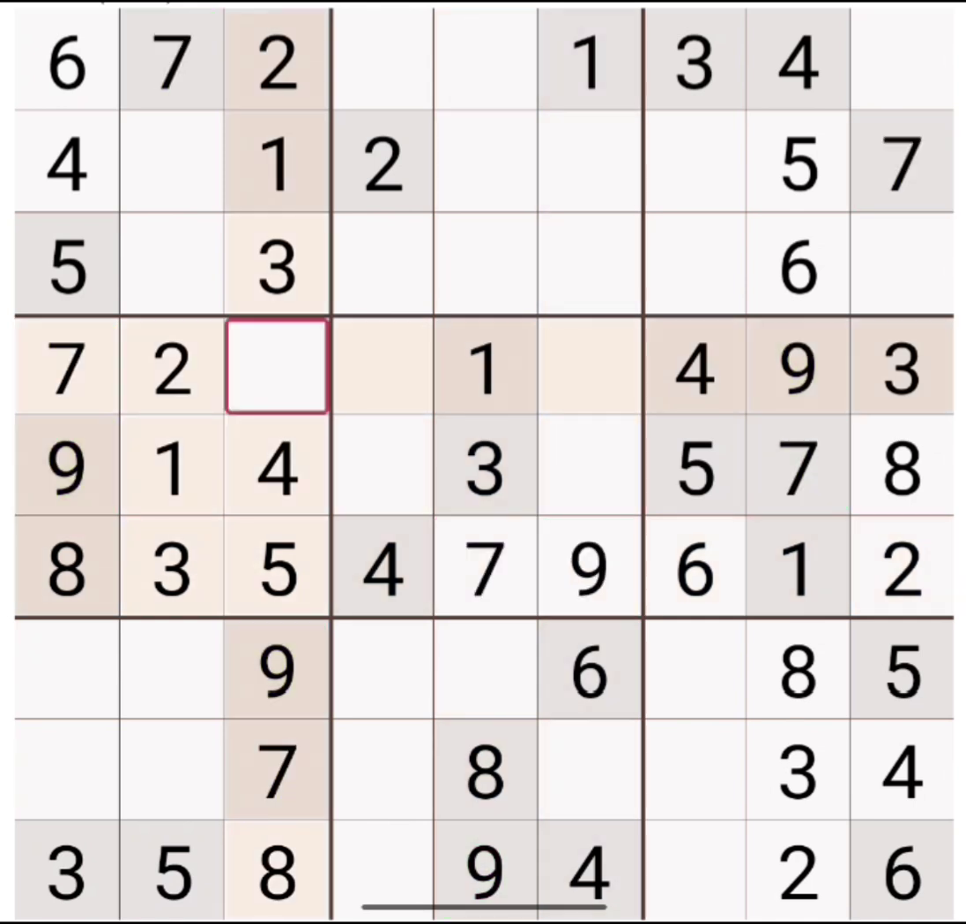So let us complete this box. In this box, 7, 2, 9, 1, 4, 8, 3, 5 are there. Only 6 is missing. So we'll place 6 here.